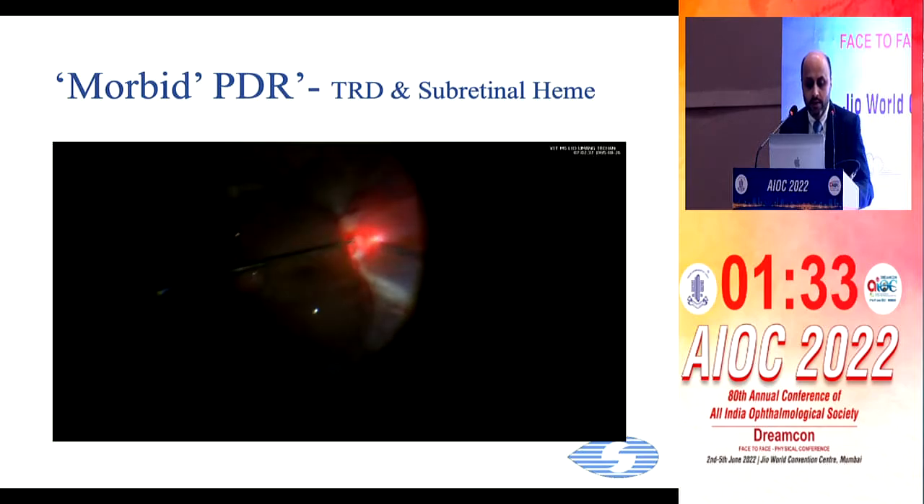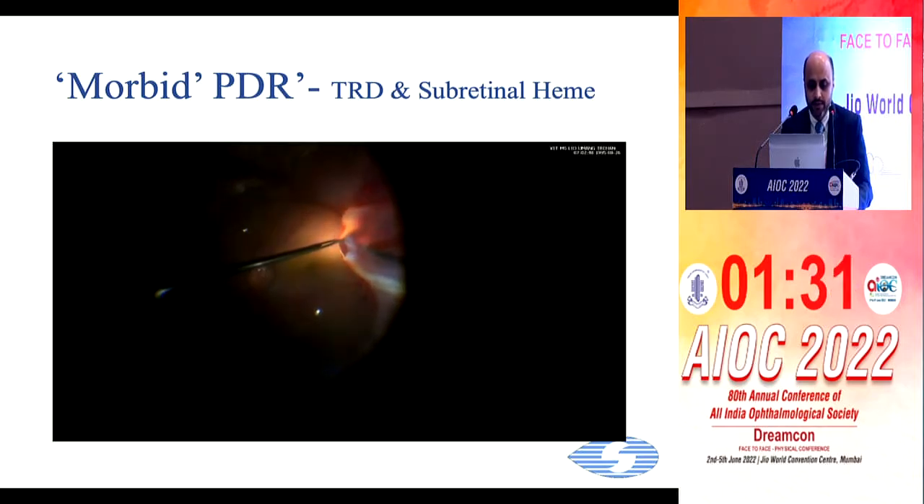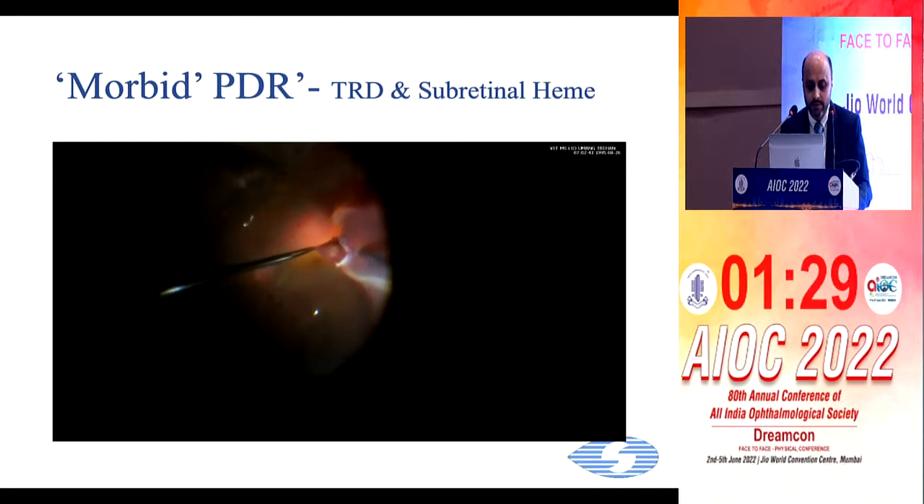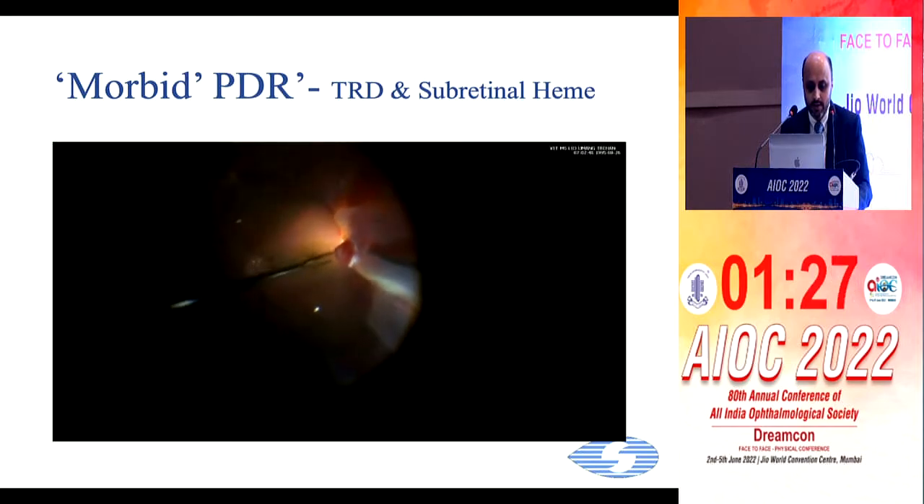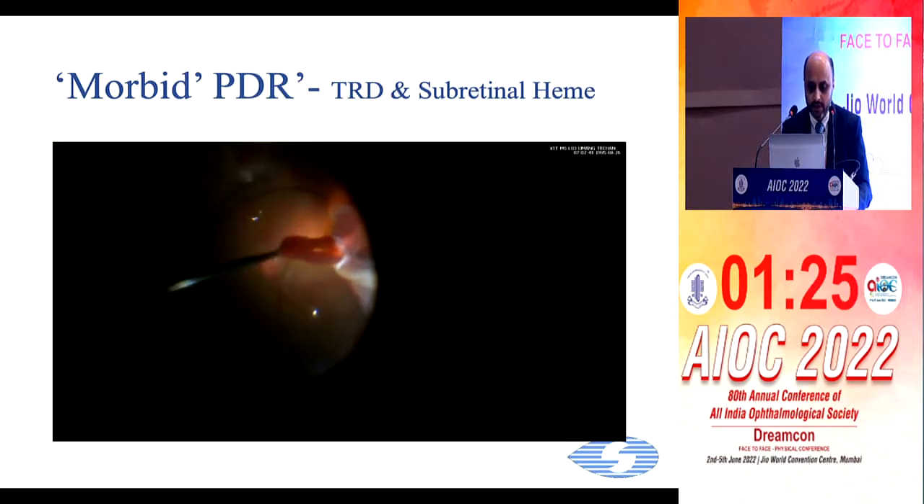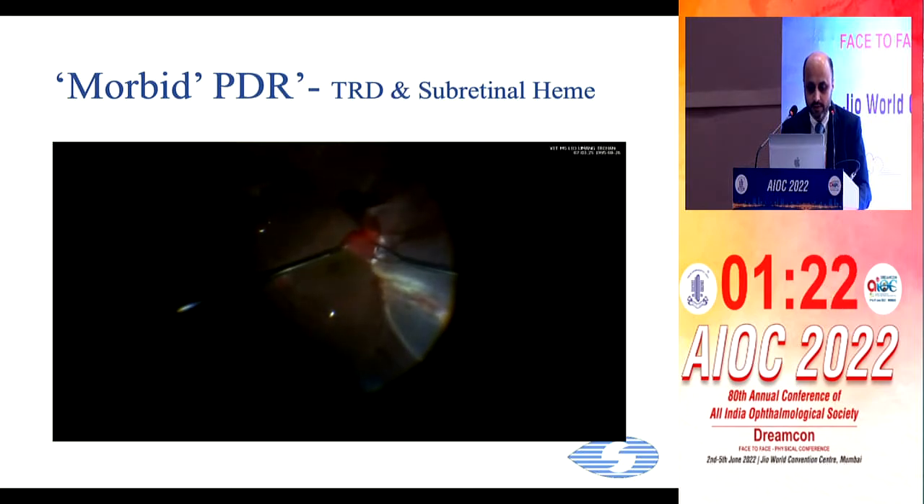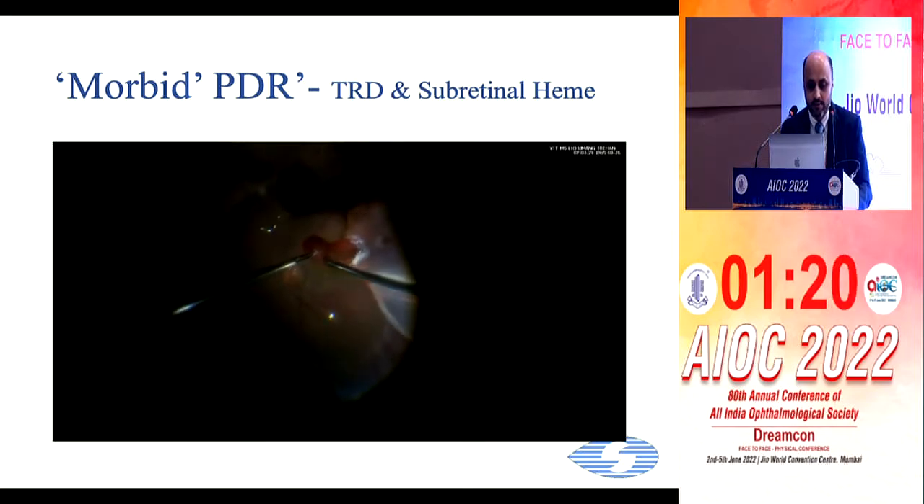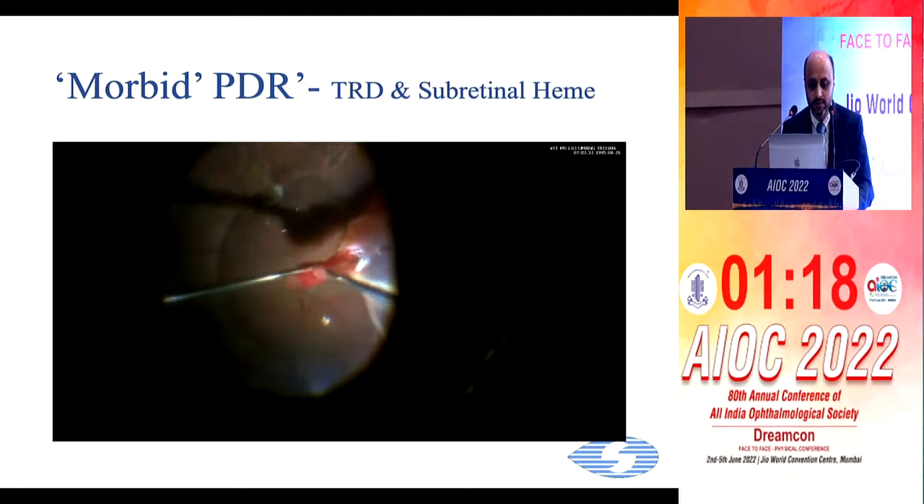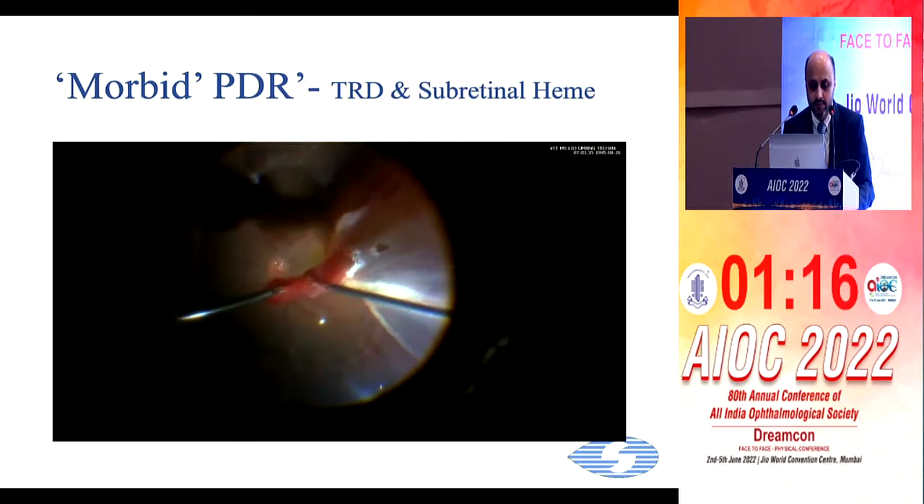retinotomy. And if you see, first we are trying to manage the heme with a single forceps, but you get a good touch, but then again you leave it. So again, in this case, I think bimanual technique helps, and with the hands-on-hand technique, the subretinal heme is tackled.